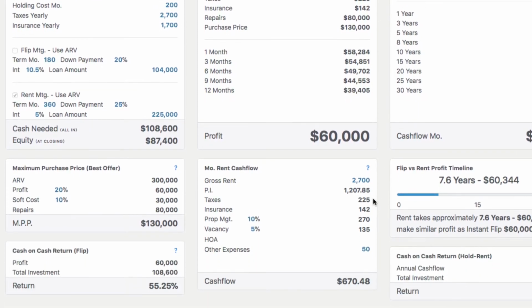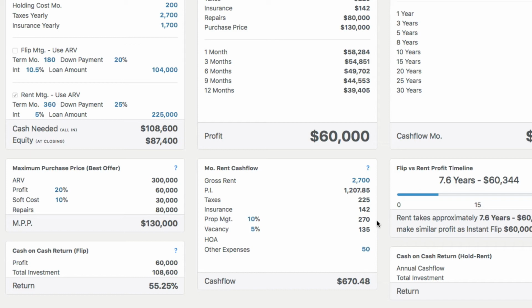We will look at the monthly rent cash flow. We will look at rent comparables in the area and calculate what our gross rent should be. We'll take in consideration our principal and interest if we have a mortgage when we purchase or refinance the property. Our taxes, our insurance. We want to also calculate our property management, which normally is about 10%. Some areas might be less or higher.